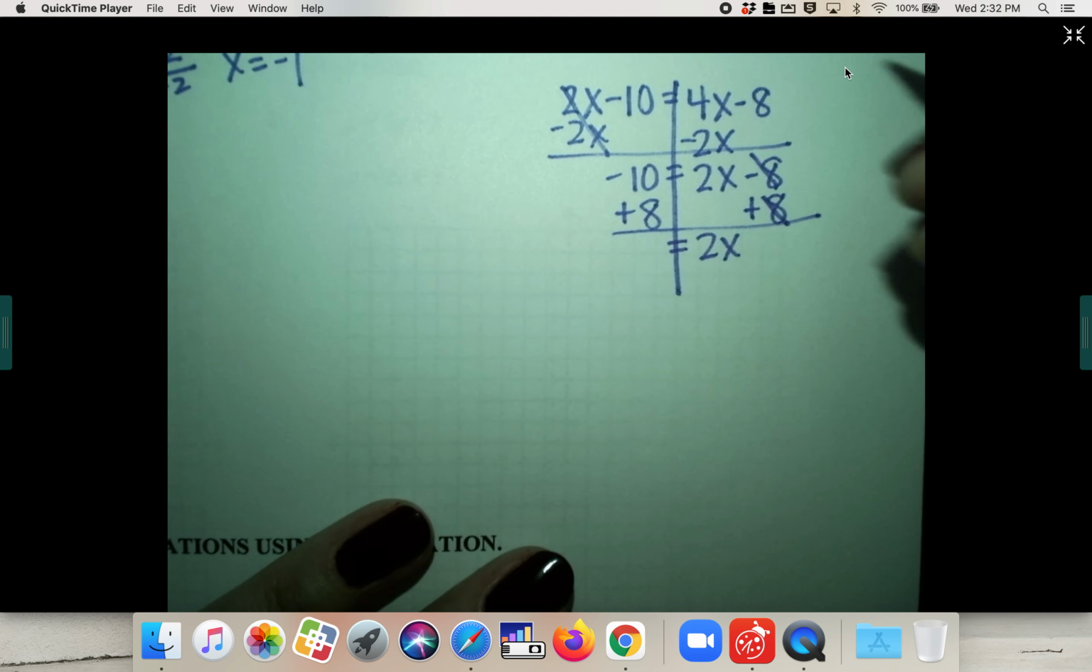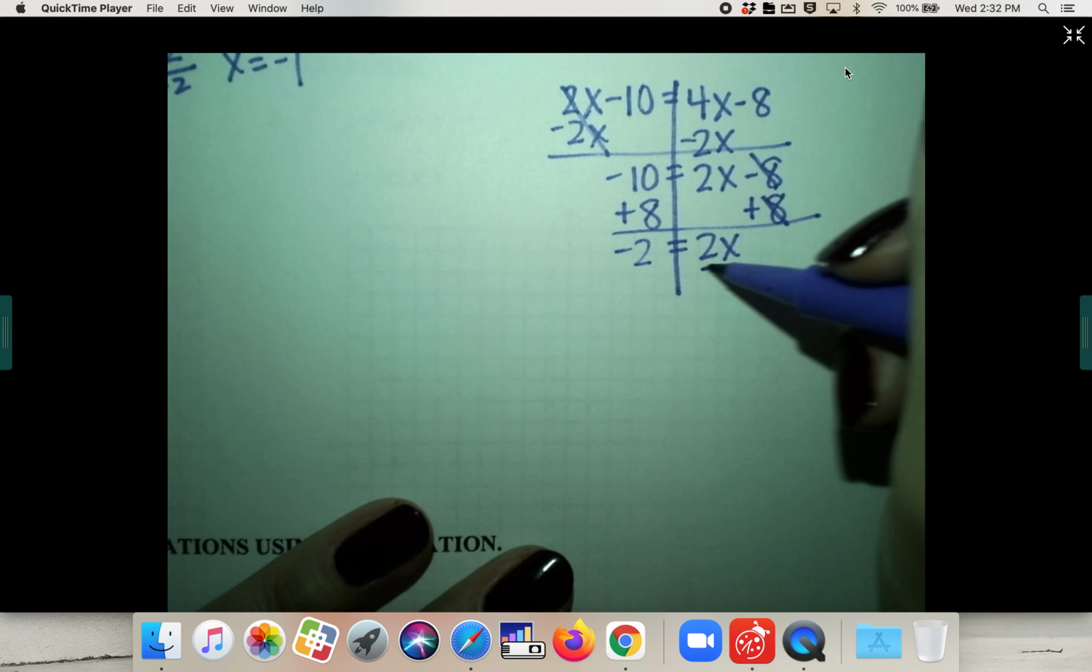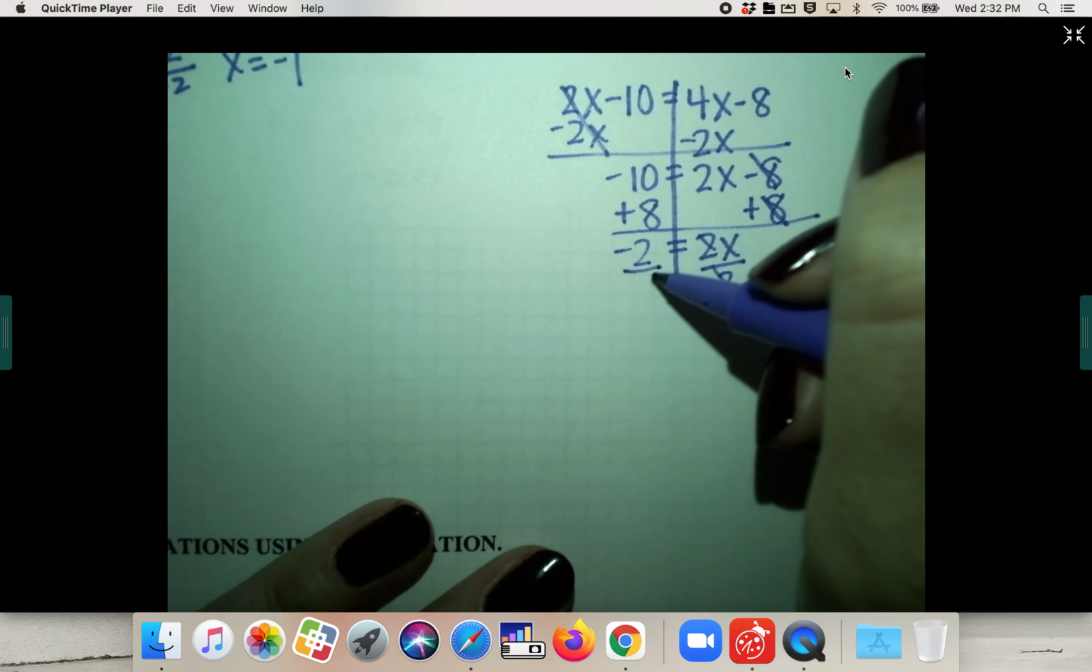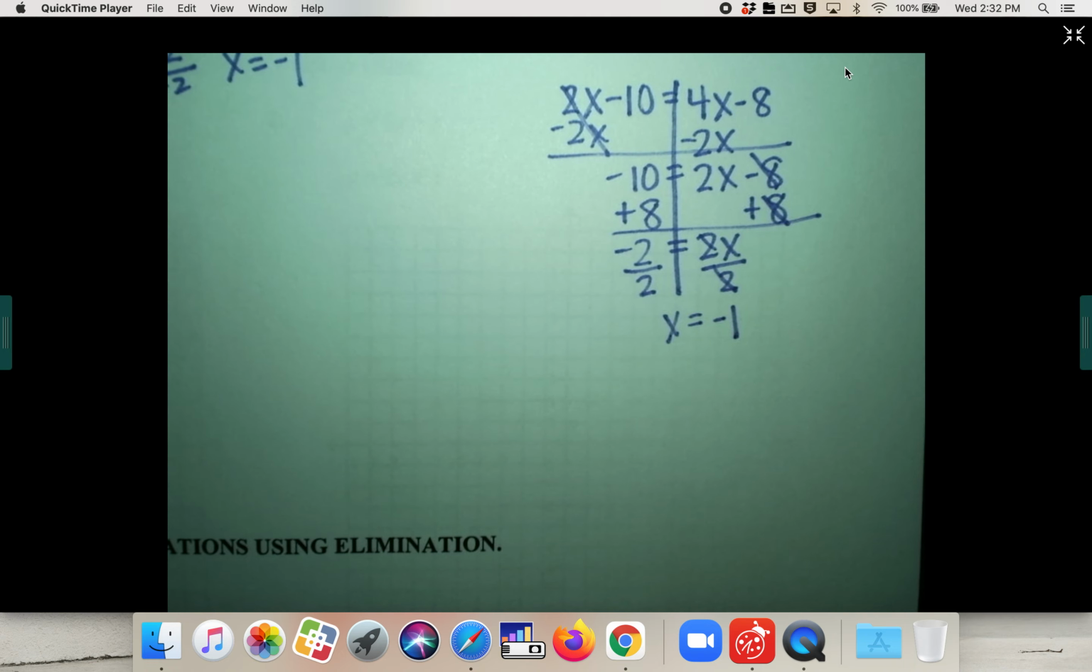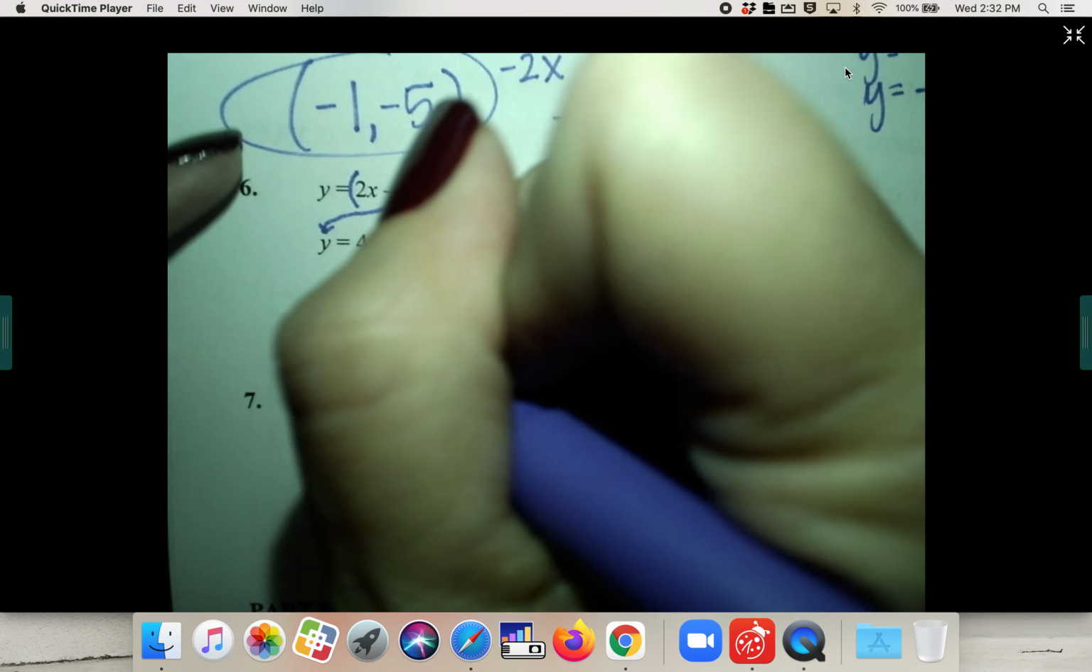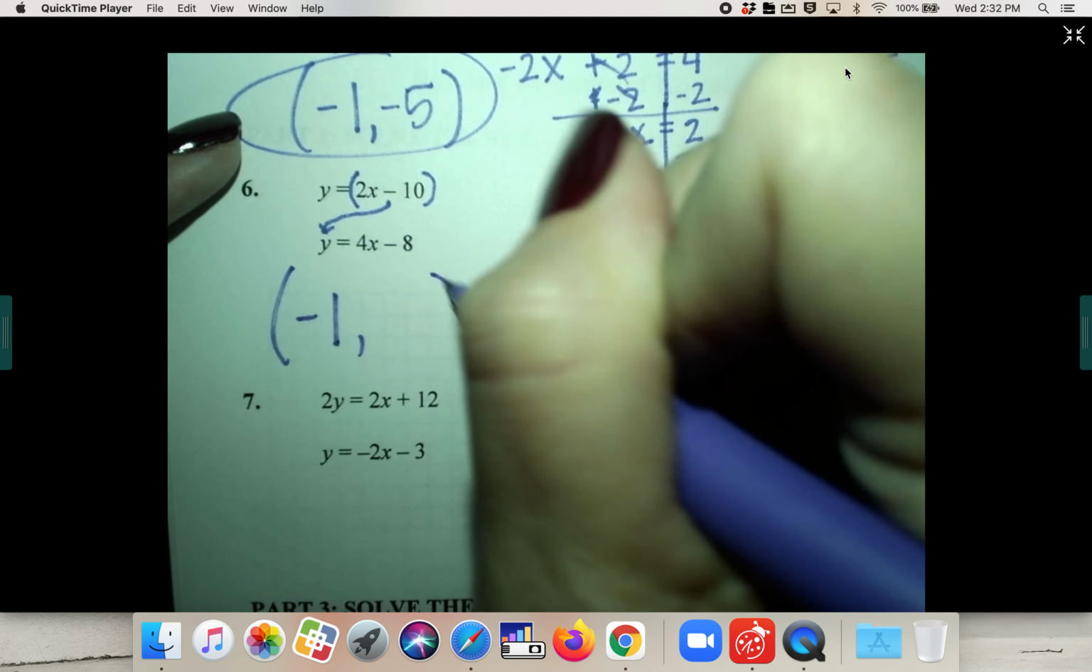2x equals, what would that be, negative 2. Divide both sides by 2. x would equal negative 1 again. Are you kidding me? Negative 1. Okay, well, x is negative 1 again.